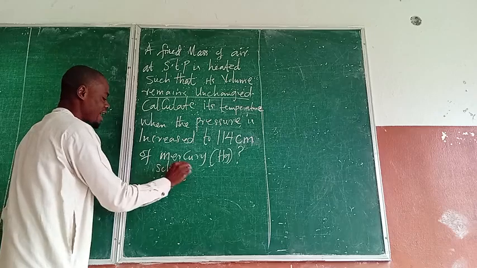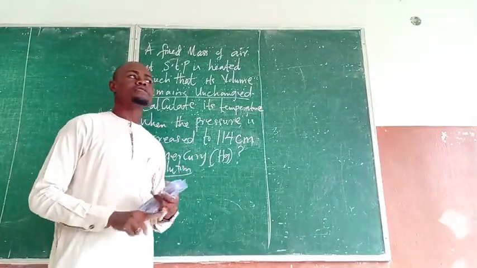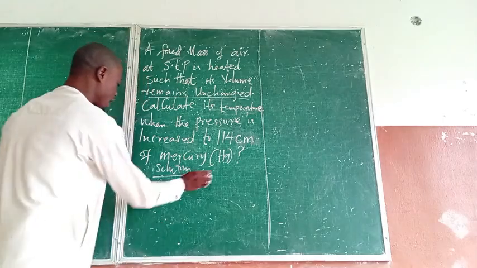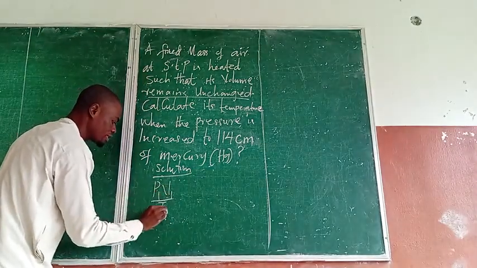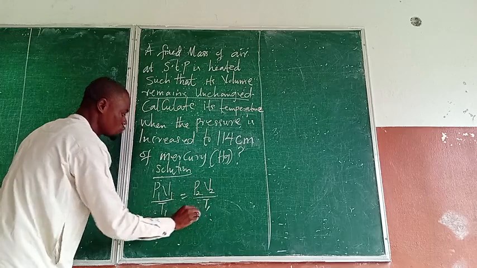As far as I know the formula, I can get the formula for Charles' law, the formula for pressure law, the formula for Boyle's law, from the general gas law. So I will just write my general gas law: P1 V1 all over T1 is equal to P2 V2 all over T2.